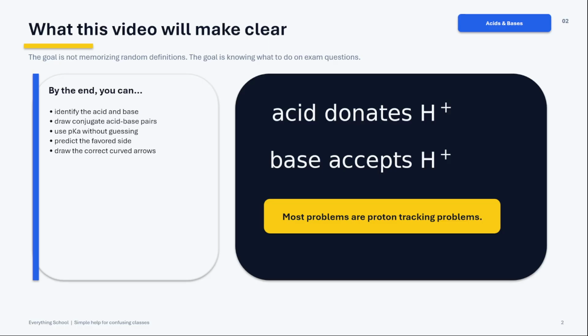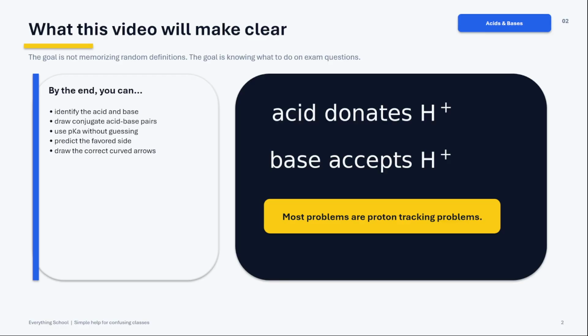Slide 2, what this video will make clear. The goal is not memorizing random definitions. The goal is knowing what to do on exam questions. By the end, you should be able to identify the acid and the base, draw conjugate acid-base pairs, use pKa without guessing, predict the favored side, and draw the correct curved arrows.